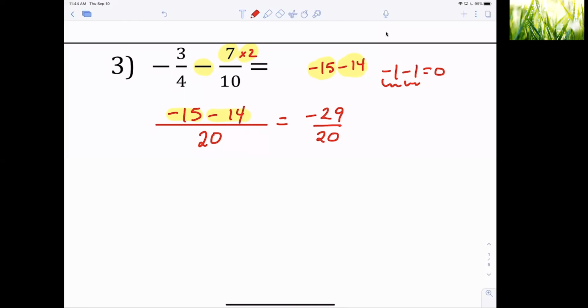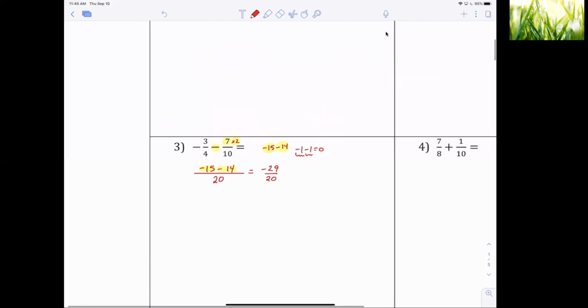Let's fix the problems right now. Anybody have any problems with negative 29 over 20? All right, here we go. Let's knock out number 4.